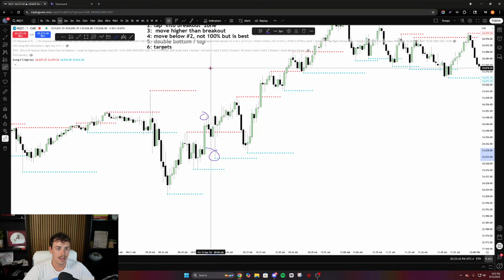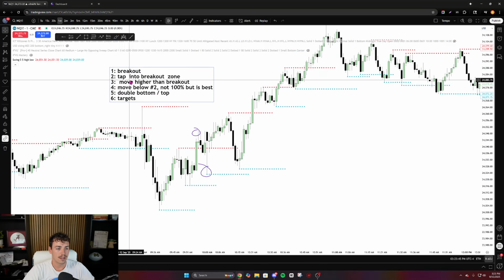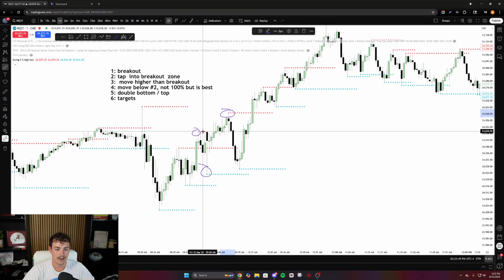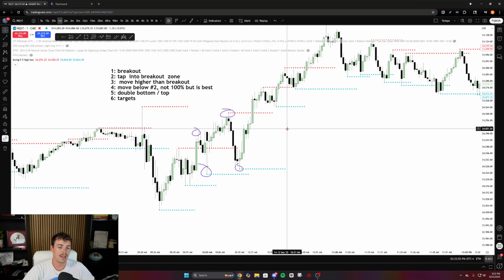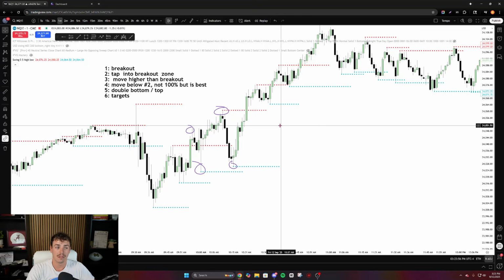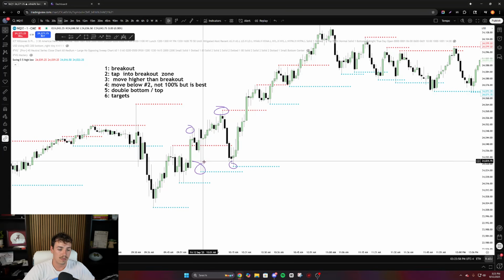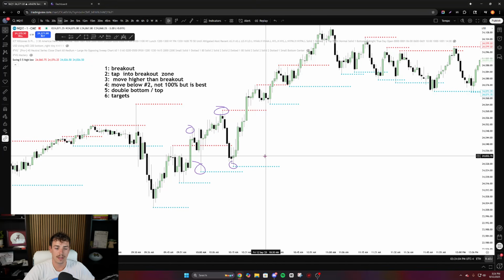Number 3, again, is move higher than the breakout. This is our 3. We move higher than here. Number 4 would be right here. Now, again, this is more of a personal preference: move below number 2. So this is our number 2. 1, 2, 3, and 4. We didn't move below it here. As you can see, we are above.